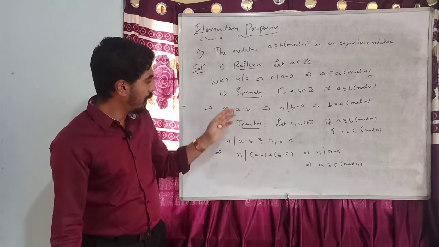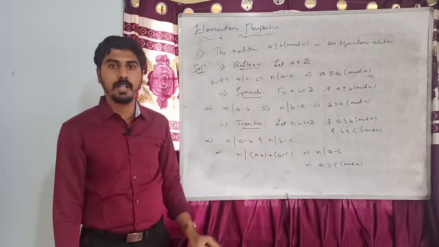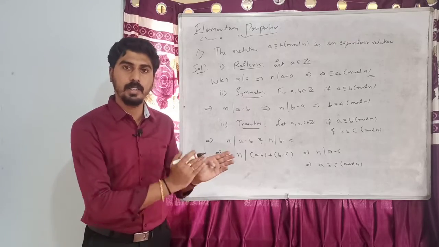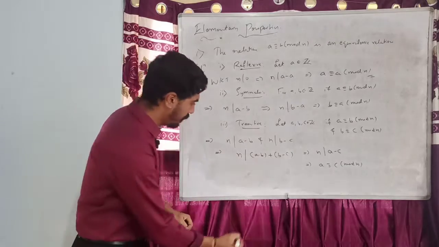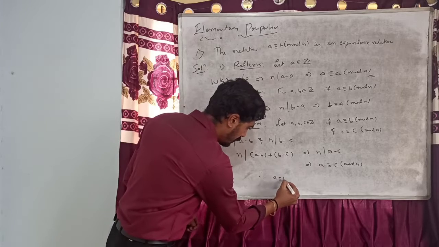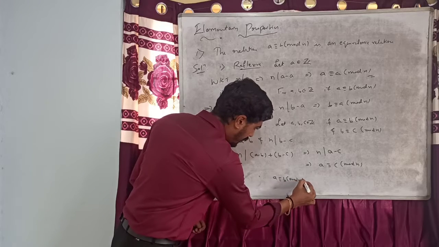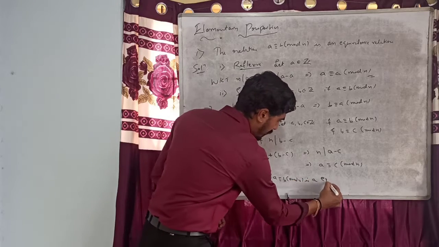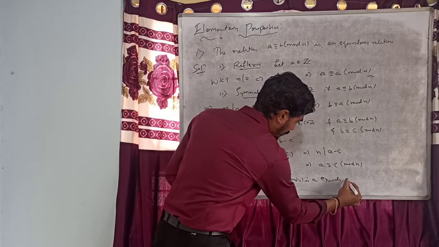By 1, 2 and 3, the congruence relation is an equivalence relation.